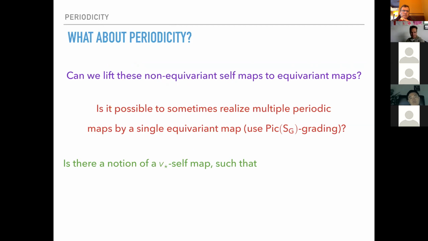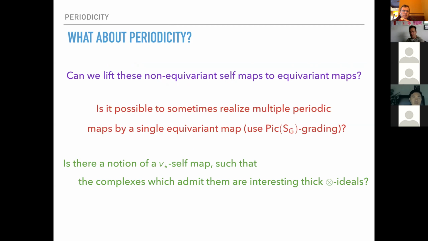Do we have a notion of a V-whatever self-map, such that the complexes which admit them are interesting thick tensor ideals? We really don't have any analog of the periodicity theorem.